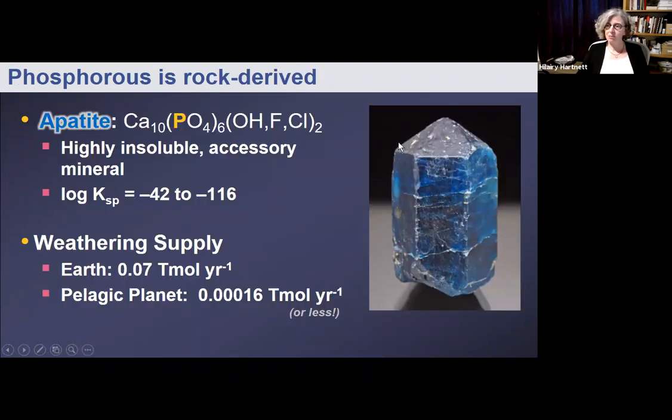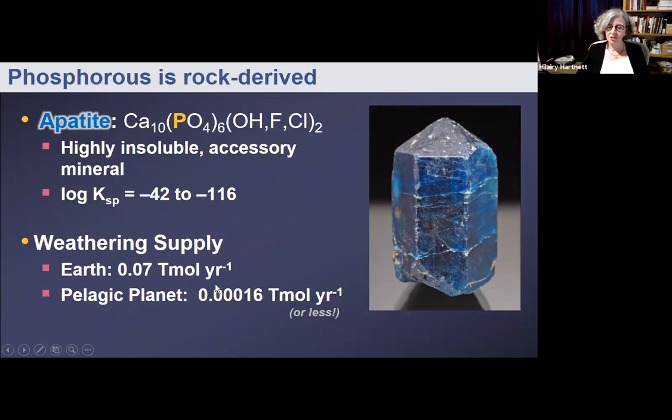This is a picture of apatite in its gem quality form. It's a beautiful blue color, and it has a large amount of phosphorus on a molar basis. It's highly insoluble, generally speaking, an accessory mineral, so it's not highly abundant. And the log of its solubility product is something on the order of -40, maybe as small as -100. It doesn't dissolve very easily. Yes, surface complexation reactions can help it to dissolve better, but it's still going to be extremely insoluble.